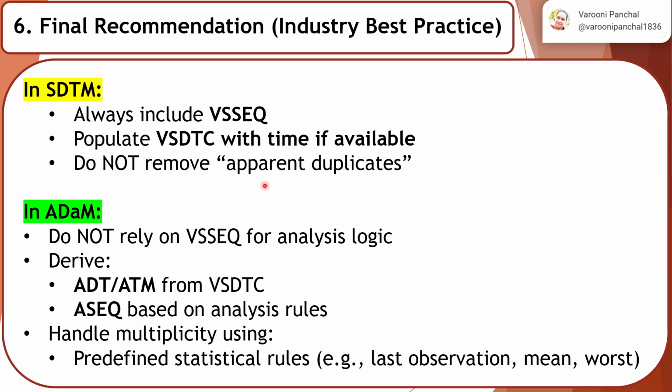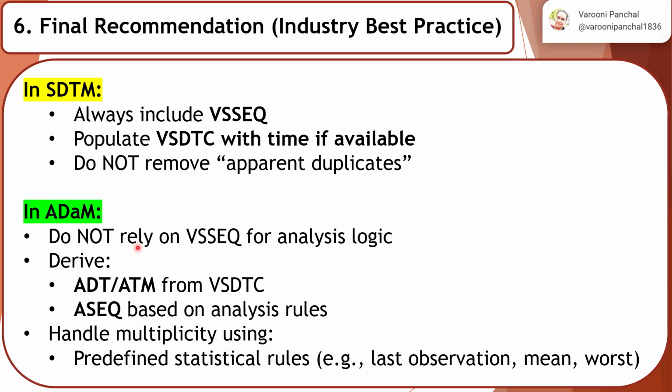Now do not remove apparent duplicates. Like I said, if the test code is the same, the date is the same, the value is the same, that does not mean those are duplicates, because the VSSEQ is different. So in those scenarios, these are not apparent duplicates. So you keep them as they are. Maybe as and when you dig into the detailed analysis, when you come to the safety parameters, then you might understand why the VSSEQ is different.